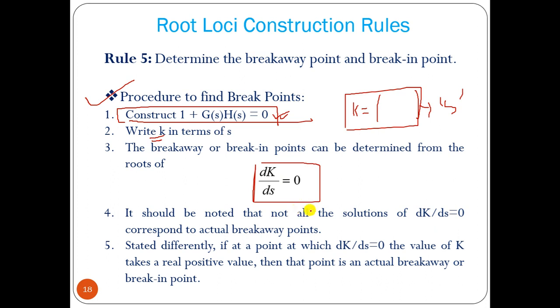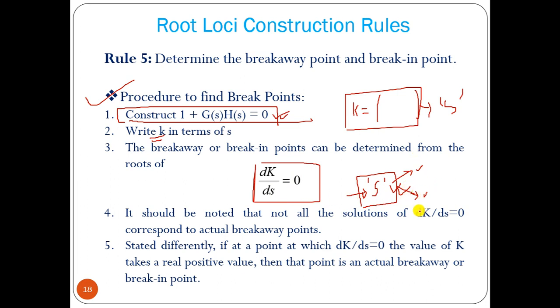Then we have to find out the values of s, the solution of dK by ds equal to 0. For s we can have many values. If it is a quadratic equation, then we can get 2 values. If it is a third order equation, 3 values, and so on.